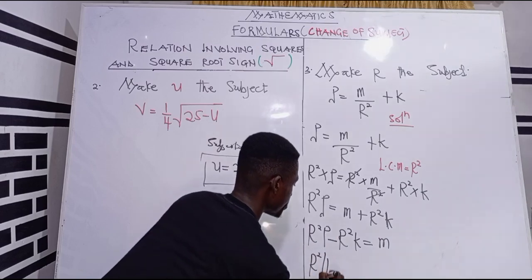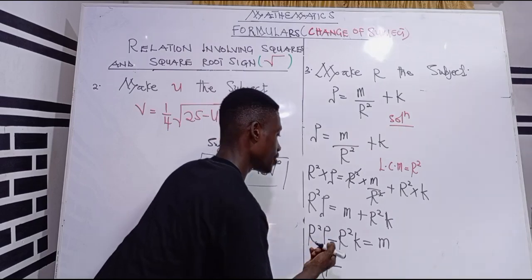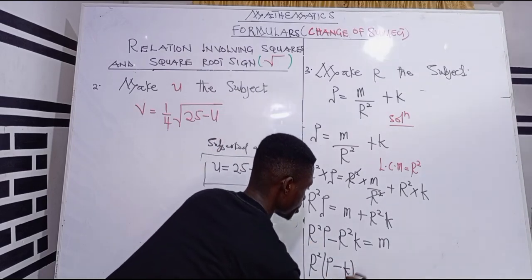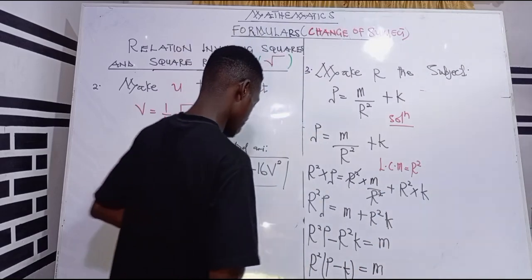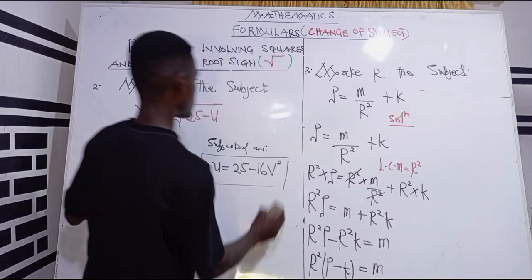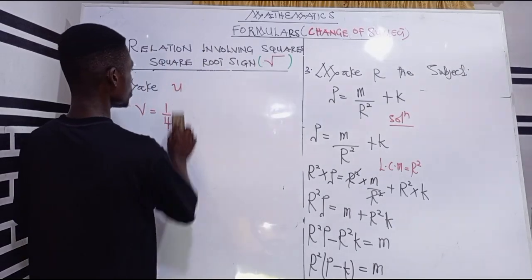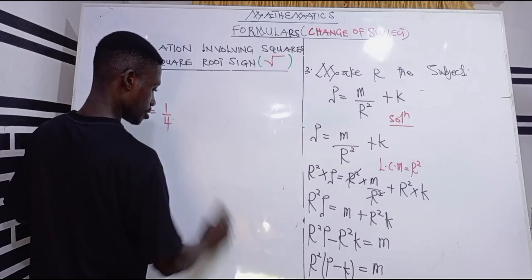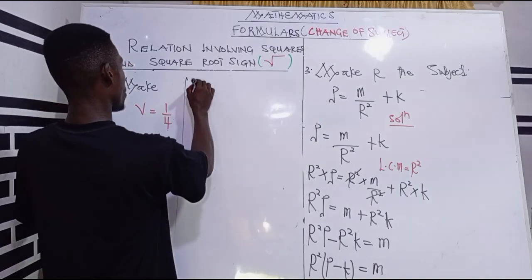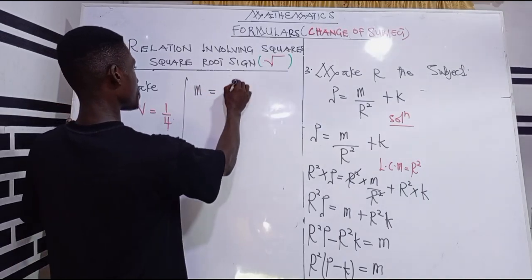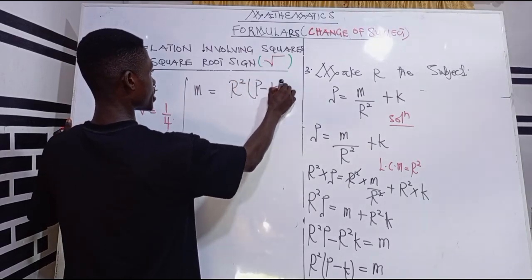We are left with what? p, now r squared is out. We are left with what? Minus k is equal to m. Let's continue from here. So we have our m is equal to r squared times p minus k.